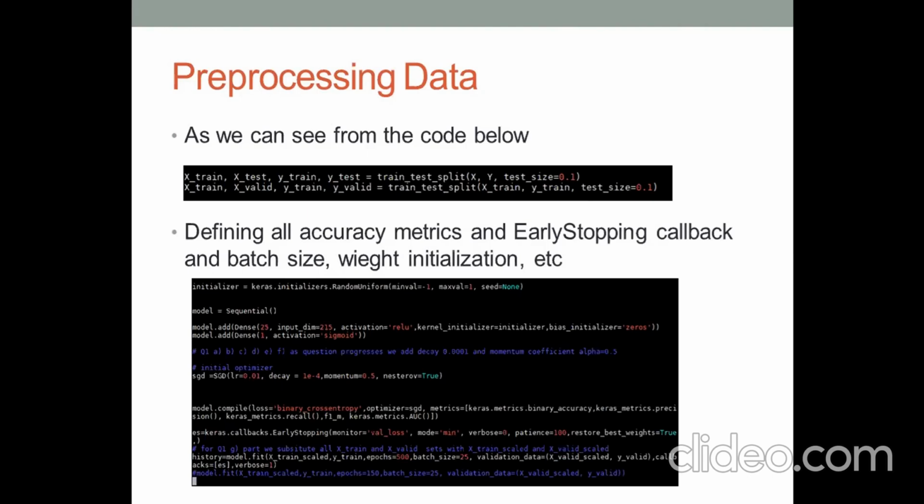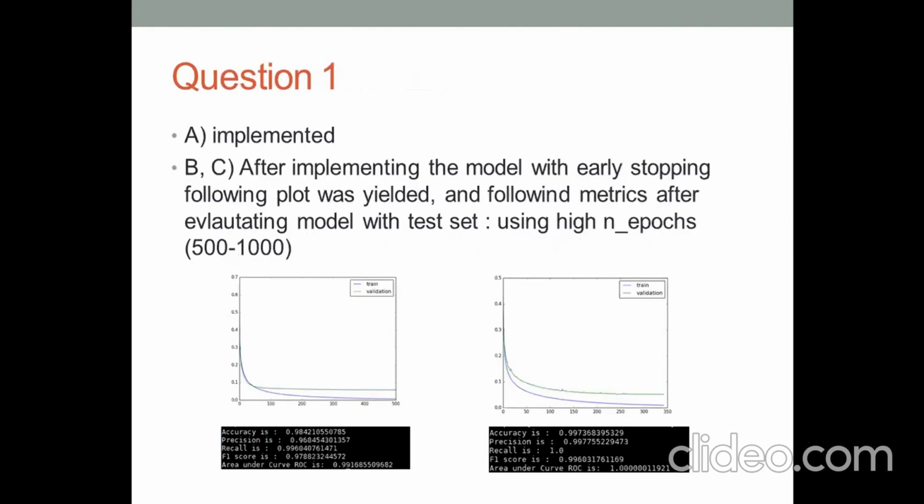Now we can go to question 1c. So okay, you computed predictions on test samples and reported accuracy, precision, recall, F1 measure, and ROC curve score.